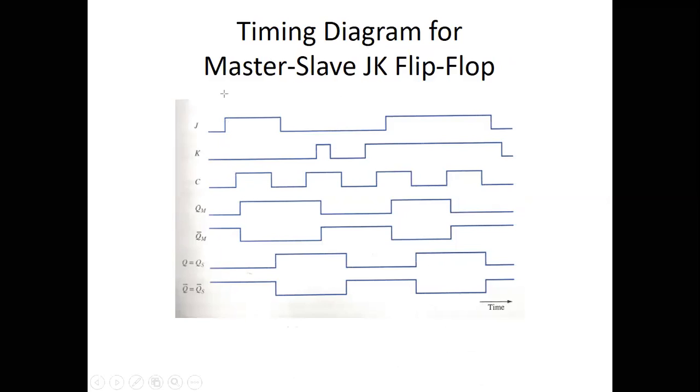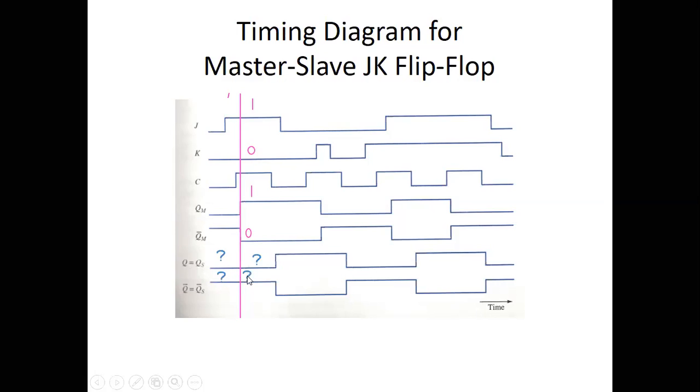So when clock is equal to 1, J value is 1, K value is 0. When J value is 1 and K value is 0, what will be working when clock is equal to 1? When clock is equal to 1, the master will be working. Since the master is working, QM is equal to 1 and QM bar is equal to 0, whereas the slave output will be still retained in the previous state. So I'll just put a question mark. This is retained in the previous state.